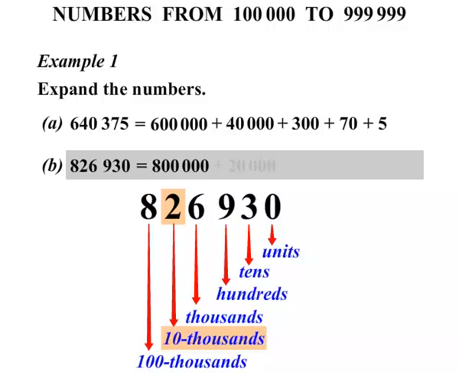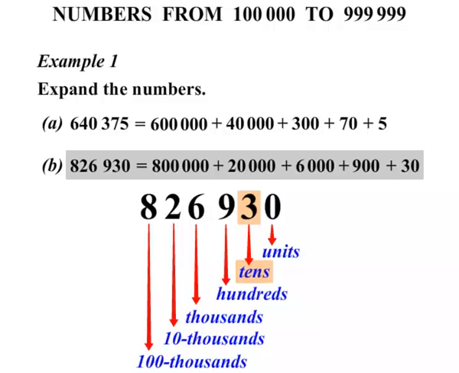So we're going to add 20,000. We have 6 lots of thousands, so we're going to add 6,000. We have 9 lots of hundreds, so we're going to add 900. We have 3 lots of tens, so we add 30. And finally we have 0 lots of ones, or 0 lots of units, which is 0, so there's nothing more to add.